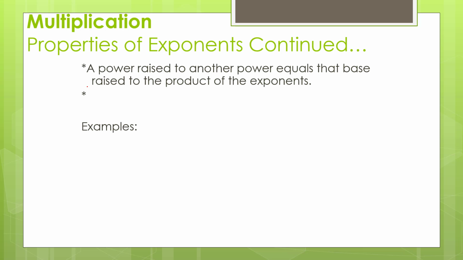Oh, sorry, not next rule. Time for us to practice these rules. So we have x to the third power raised to the fourth power. I want you to take just a moment and see if you can simplify that. All right, we have a power to the power, which means we're multiplying, so we should end up with x to the 12th power.